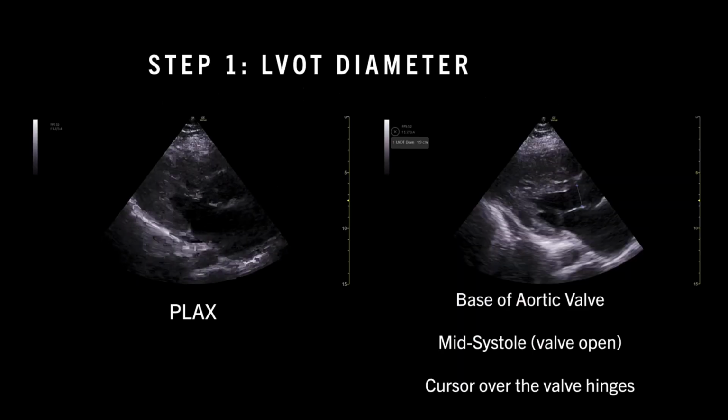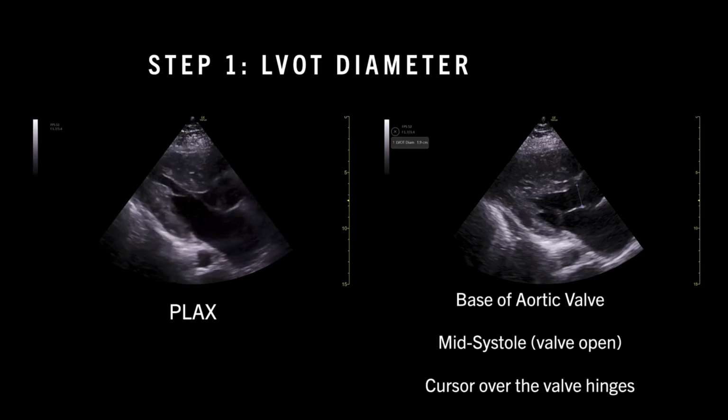So step 1 is to measure the LVOT diameter. And you're going to do this by obtaining your parasternal long axis view. And you're going to measure at the base of the aortic valve in mid-systole with the valves open. So placing your cursor over the valve hinges here.